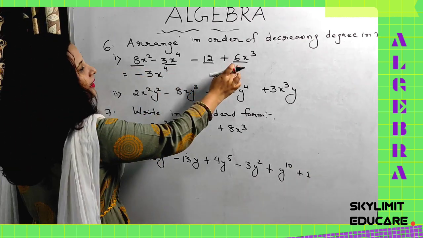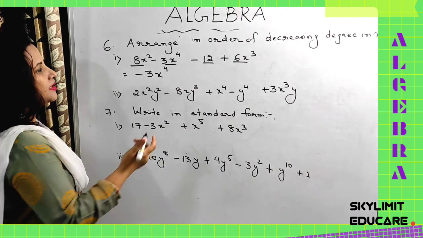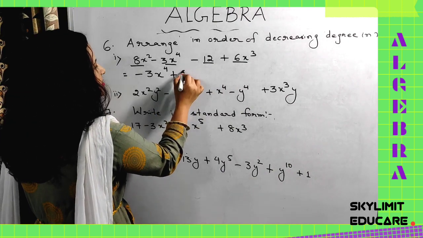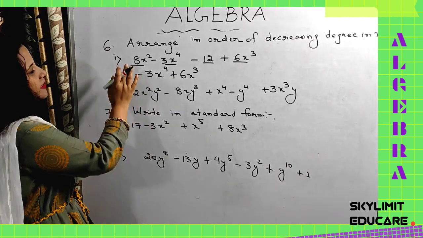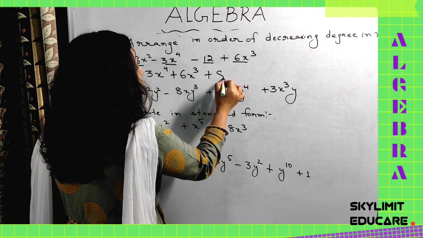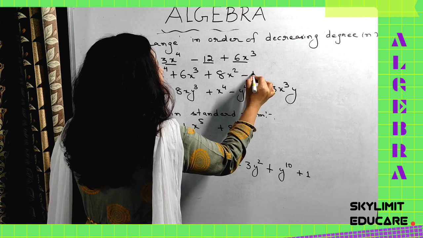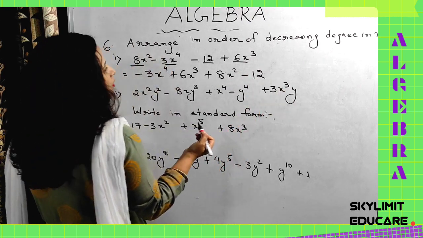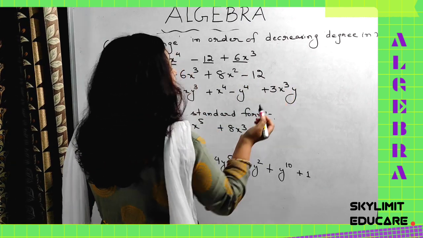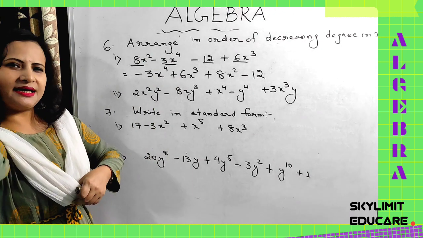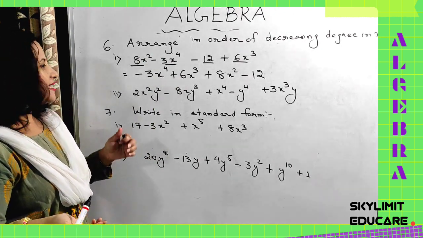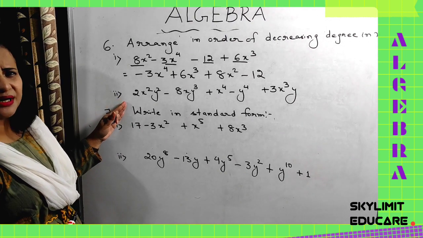Next is obviously x cube, so plus 6x cube. Then you have x square, so it's plus 8x square. And then the last one is 12, obviously because this will be 12x to the power of 0. No need to write it, but you have arranged it in decreasing degree. Decreasing order you have to arrange. It's as simple. Let's try the second one now.